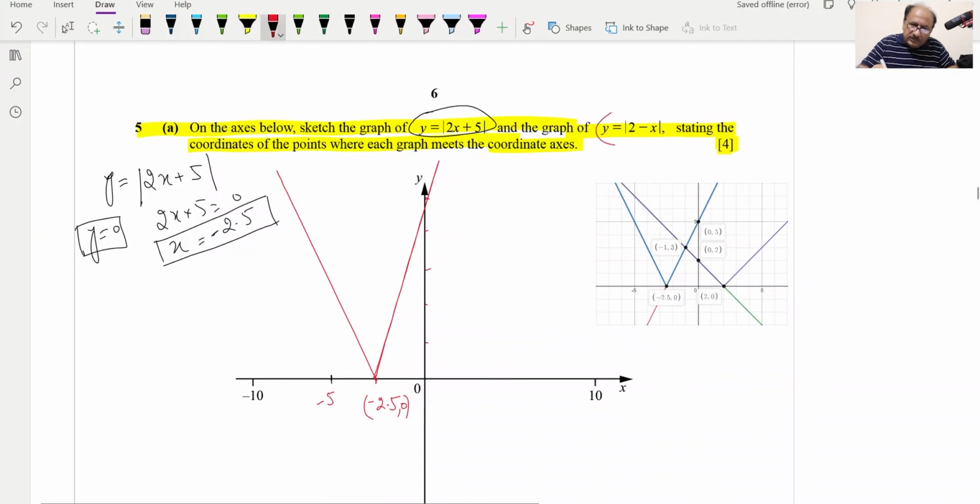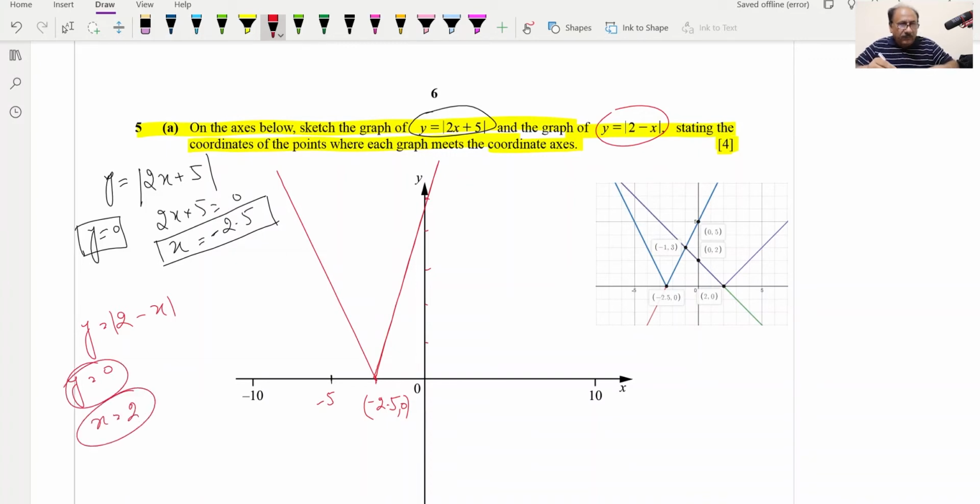we can draw the second graph also. The second is y is equal to mod of 2 minus x. So at y is equal to 0, x will be equal to 2. So these two values, 0 and 2, will be what? This is like 5. So we can take the value 2 roughly over here. We can take the value 2. This will be 2 and 0.